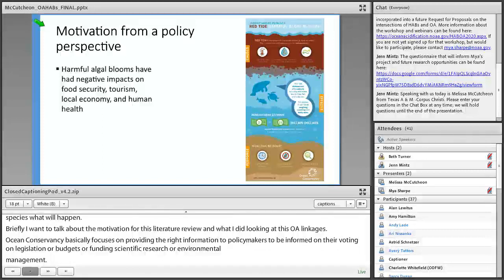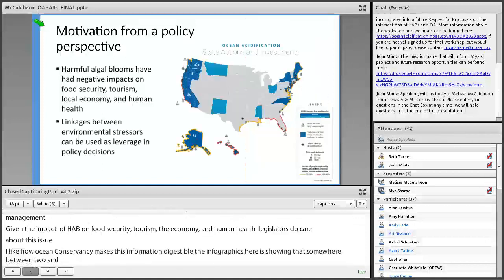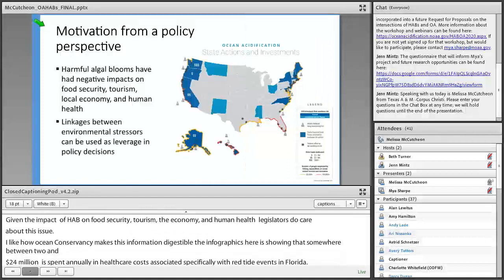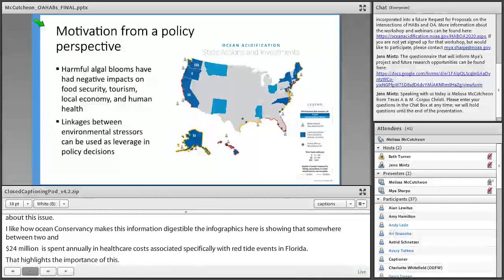And so this infographic here is showing that somewhere between $2 and $24 million is spent annually in healthcare costs that are associated specifically with red tide events in Florida. So that highlights the importance of this. And also, basically based on linkages between these different environmental stressors, you can gain additional support for policy decisions.